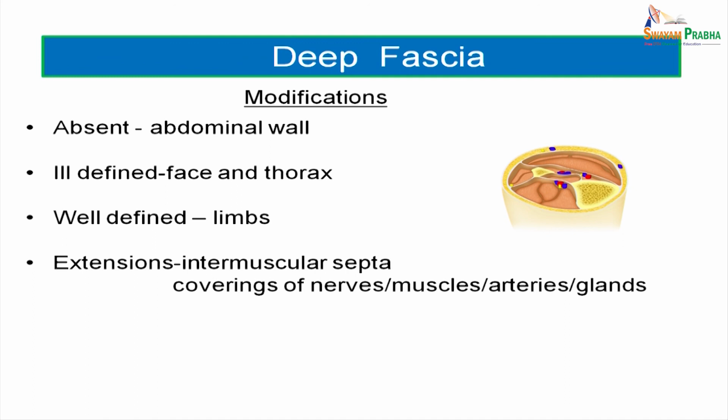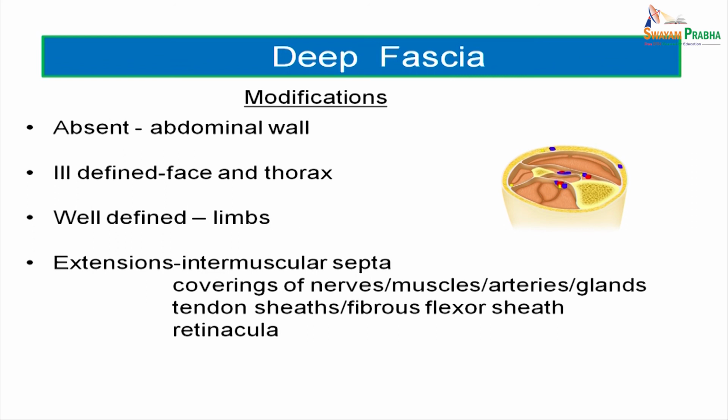It forms the tunics of the arteries, and also it forms the fibrous capsule of the glands. In addition, it forms the tendon sheaths and the fibrous flexor sheaths. Retinaculae are bands of connective tissue or deep fascia which plaster the tendons at a point, and they prevent it from bowstringing. So, we have extensor retinaculae, flexor retinaculae both in upper limb as well as in lower limb.